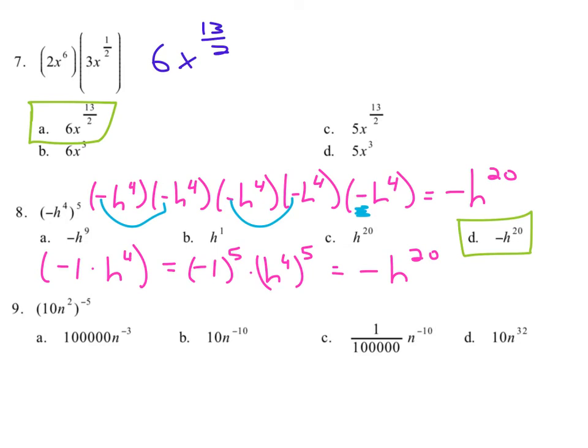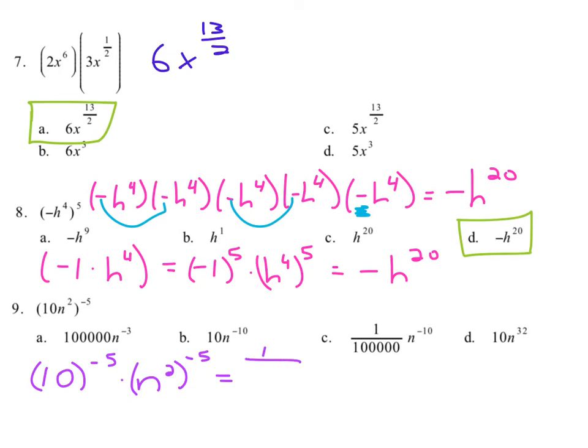And finally, what we've got is 10 times n to the second raised to the negative 5. And we're going to do that same thing here. We're going to distribute that negative exponent to both parts. So we're going to say this 10 in the front gets raised to the negative 5, as well as times n to the second raised to the negative 5. Okay?